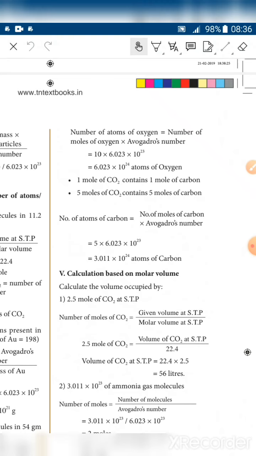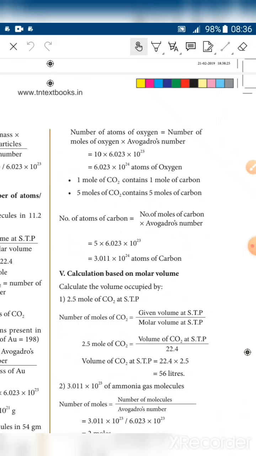Then for the number of atoms of carbon, similarly, number of moles of carbon into Avogadro number, 5 moles of carbon into Avogadro number, that is 3.011 × 10^24 atoms of carbon.